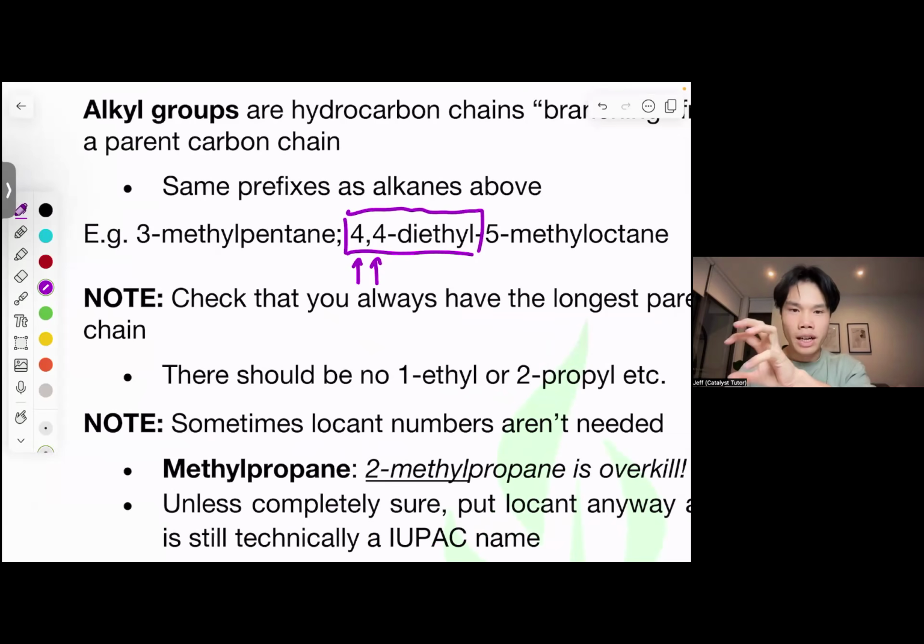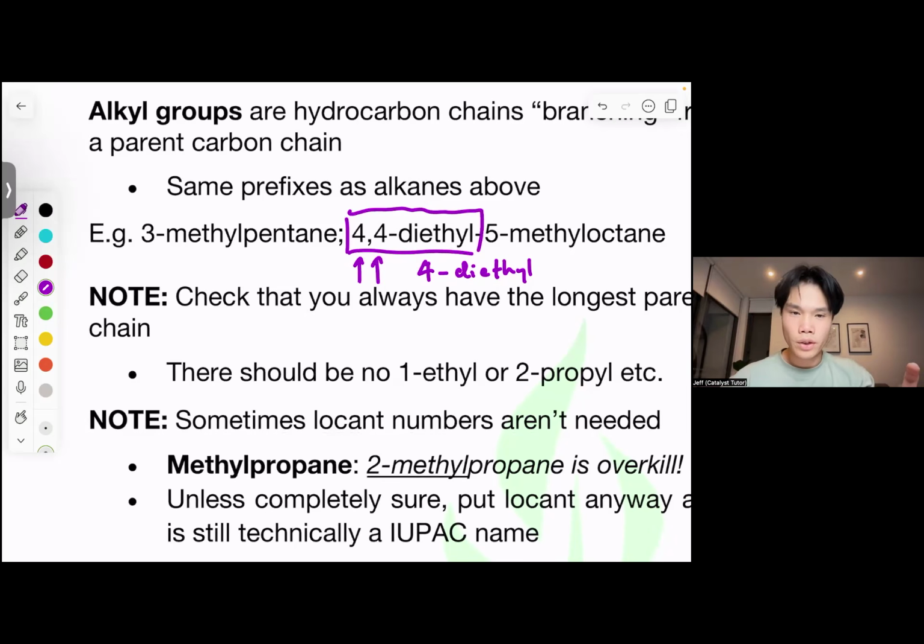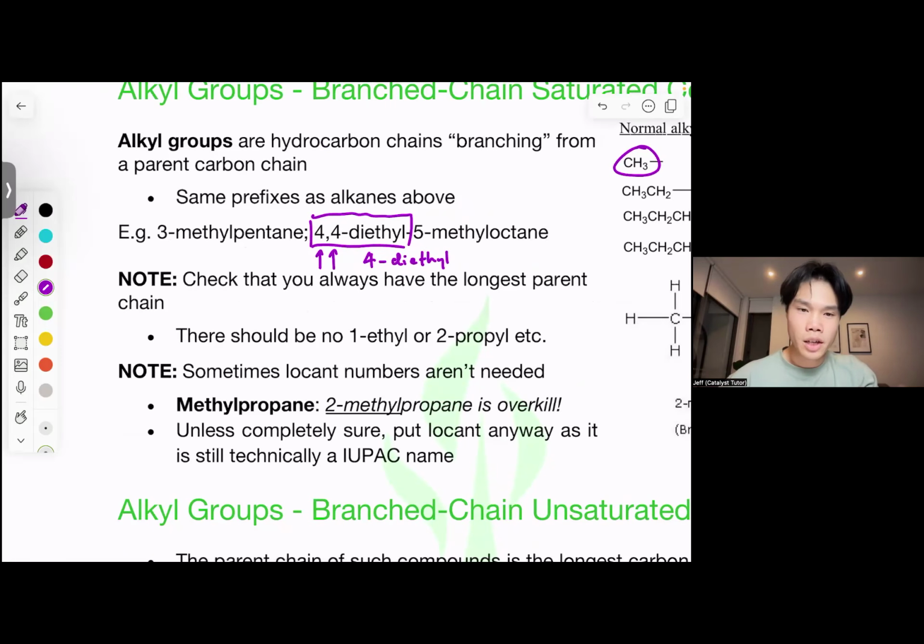So 4,4-diethyl would tell me there's an ethyl, well, there's 2 ethyls, one on carbon 4 and the other one also on carbon 4. If you just said 4-diethyl, trying to say that these are both on carbon 4, this is nonsensical. You're telling me where one of the ethyls are, but not where the other one is. So with your locants, always think of them as tally marks. You need as many locants as things you're describing.